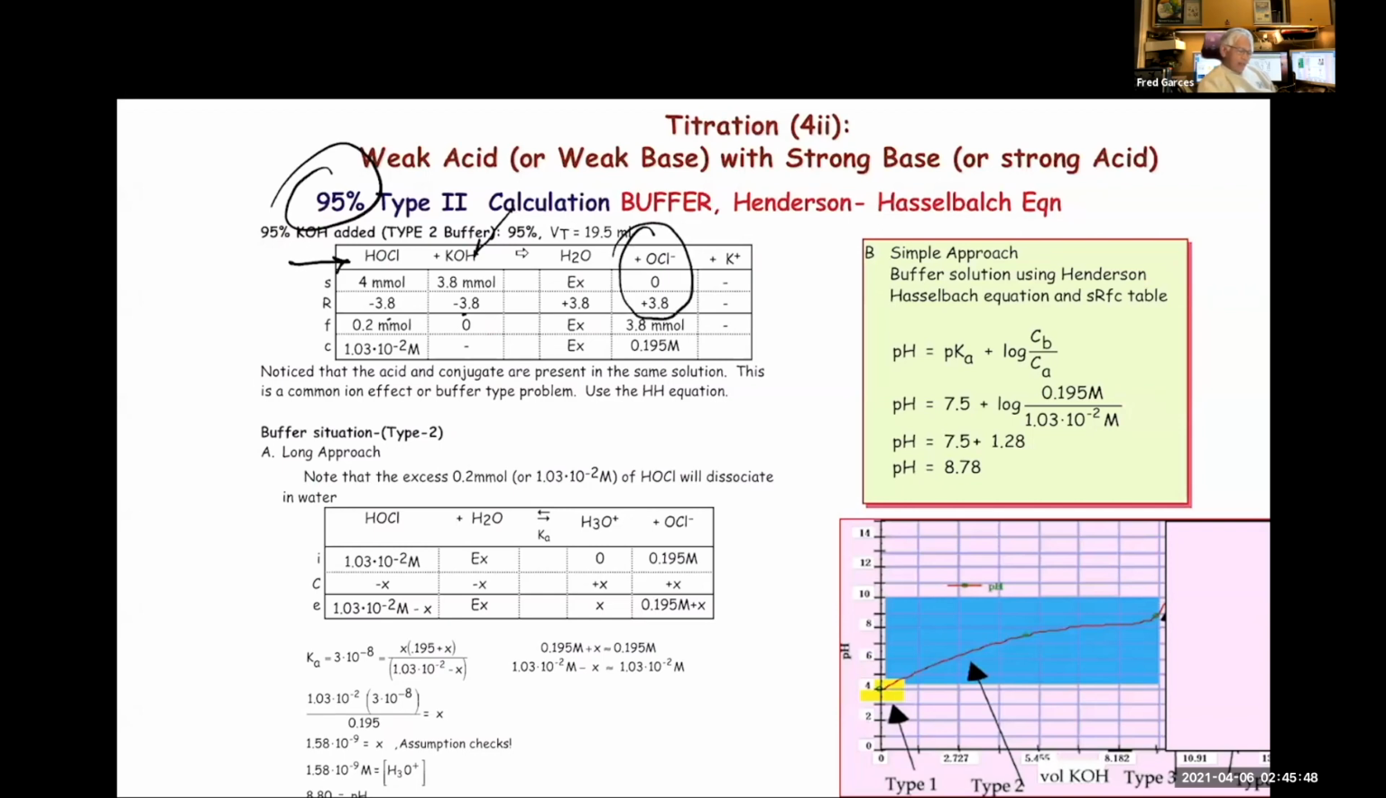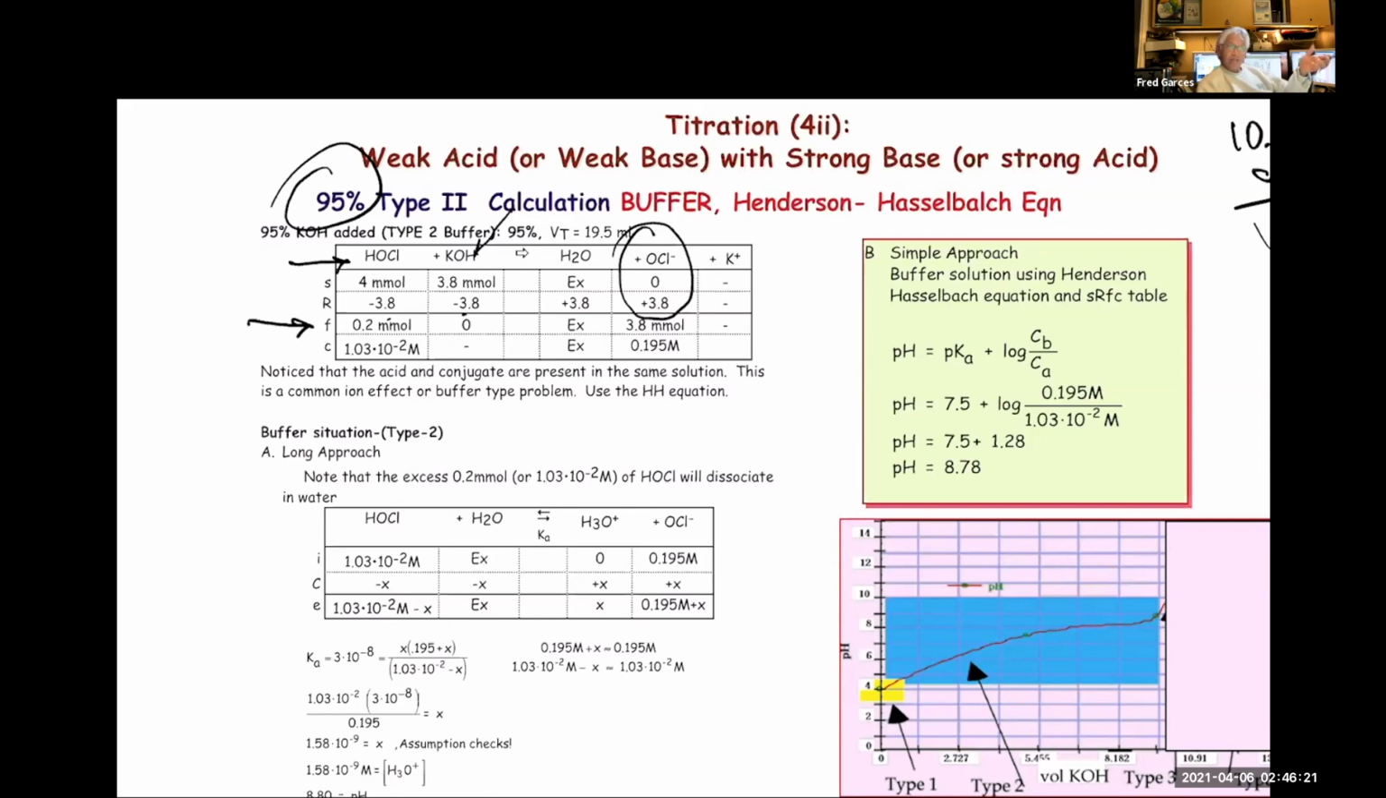So at the finish, we've got 0.2 moles of the acid that was unreacted, 3.8 moles of the conjugate base that is produced. What's the volume now? We started out with 10 milliliters, and we've introduced 9.5 milliliters from our titrant. So our total volume is 19.5. But we don't even need the volume when we do the Henderson-Hasselbalch equation.